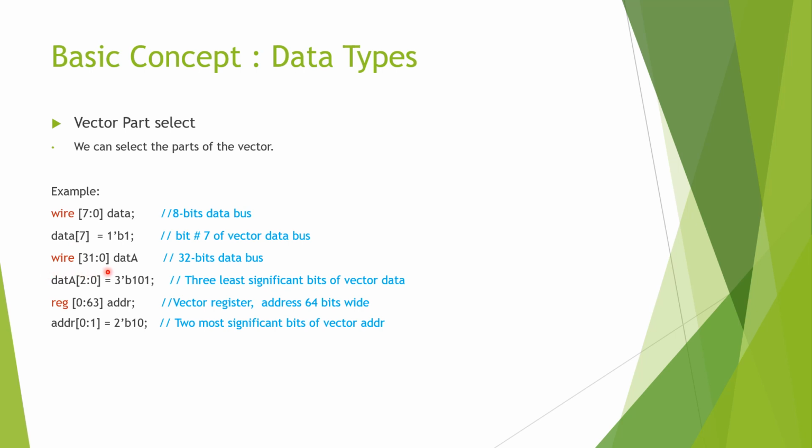wire [31:0] dataA; this is a 32-bit data bus. dataA[2:0] = 3'b101; here we are assigning a value to the 3 least significant bits of the data vector, 2 down to 0. reg [0:63] address; this is a 64-bit wide address. address[0:1] = 2'b10; here we are assigning a value to the two most significant bits of the address, 0 to 1.